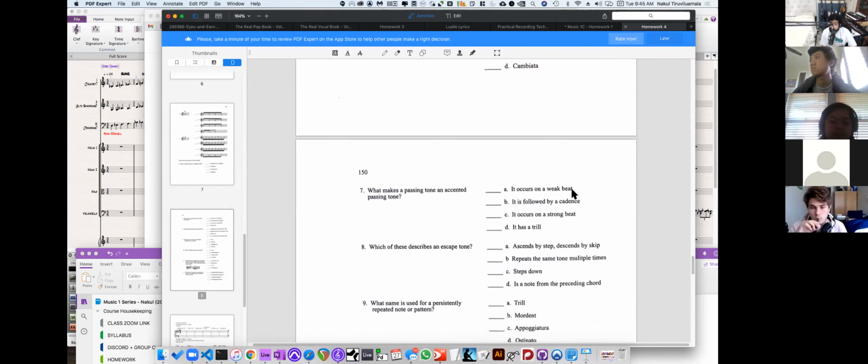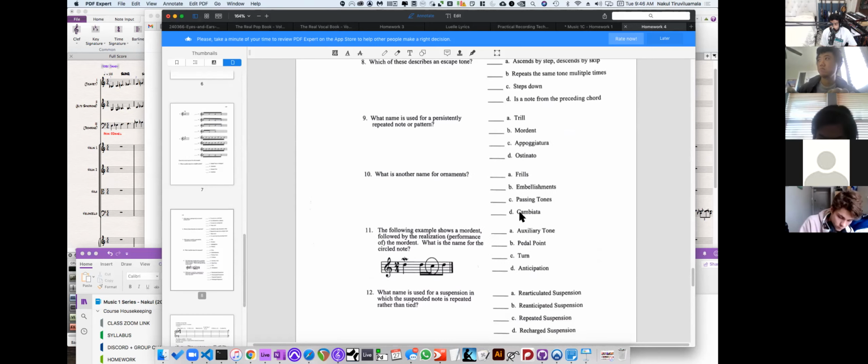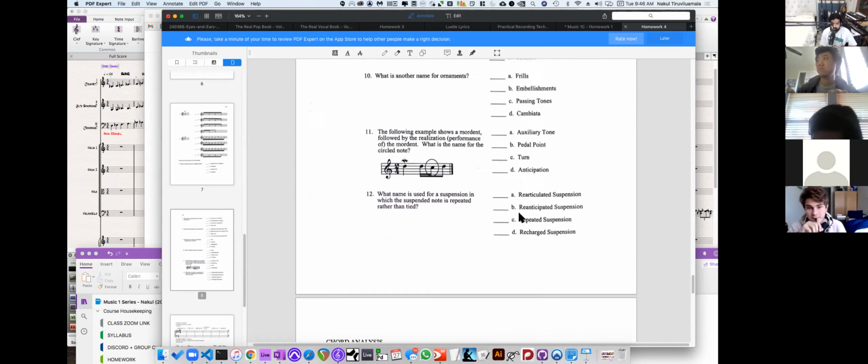No, right? A passing tone normally occurs on a weak beat, but an accented passing tone doesn't. Is it followed by a cadence? Well, might be, but it's not an inherent property of it. Does it have a trill? Not an inherent property. It occurs on a strong beat? Well, maybe. Anyway, hopefully that gives you an idea.